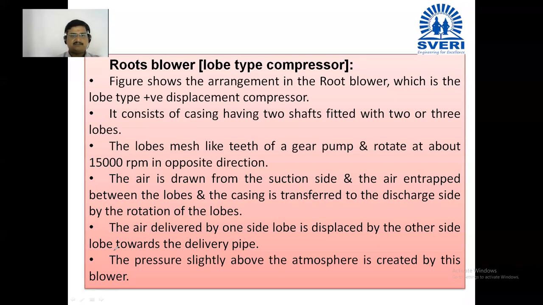The lobes mesh like teeth of gear pump and rotate at about 15,000 RPM in opposite direction. Full stop.